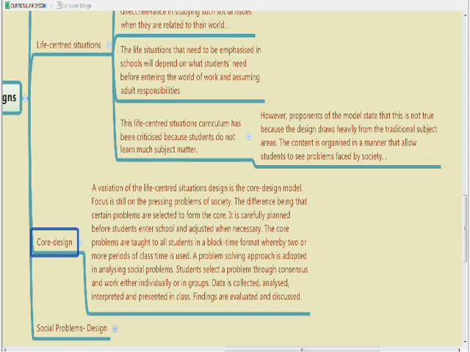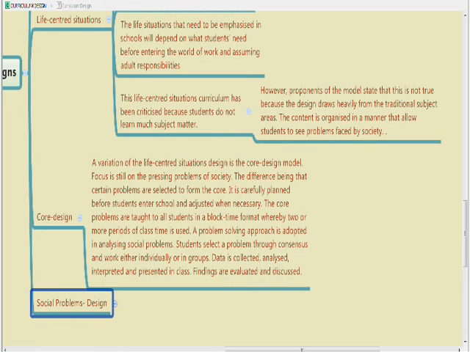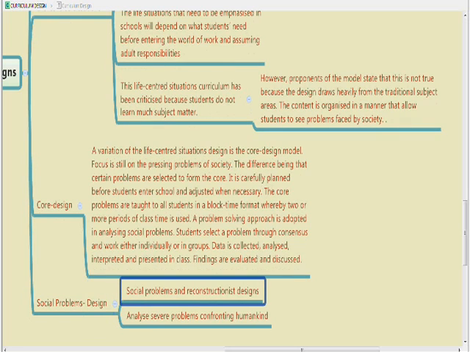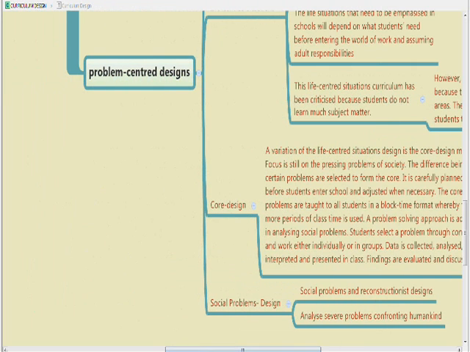And then the final one is the social problem design. Social problem design is a reconstructive design, analyzing and confronting human crises. So this comes again from your different approaches to philosophy. So that's the problem-centered design.